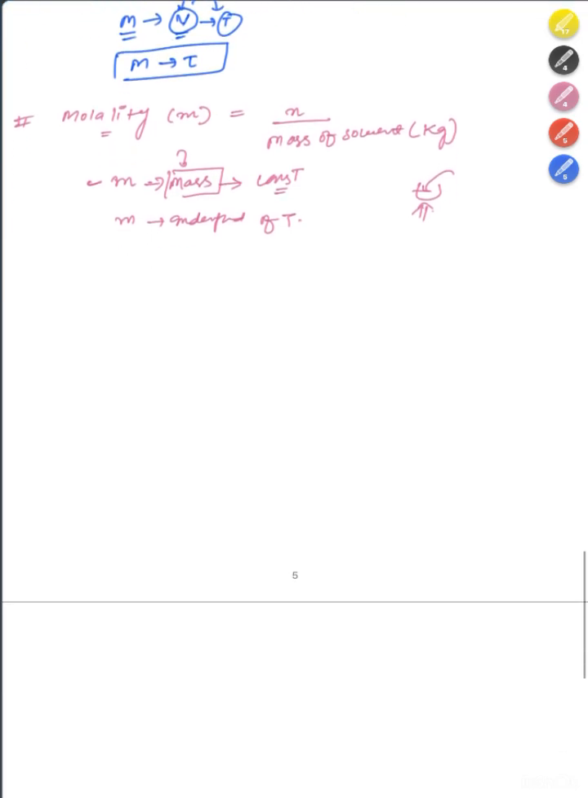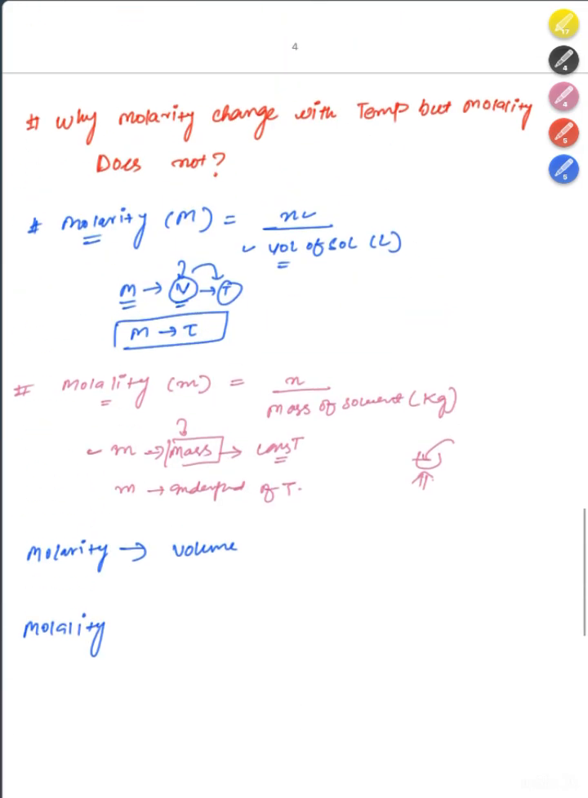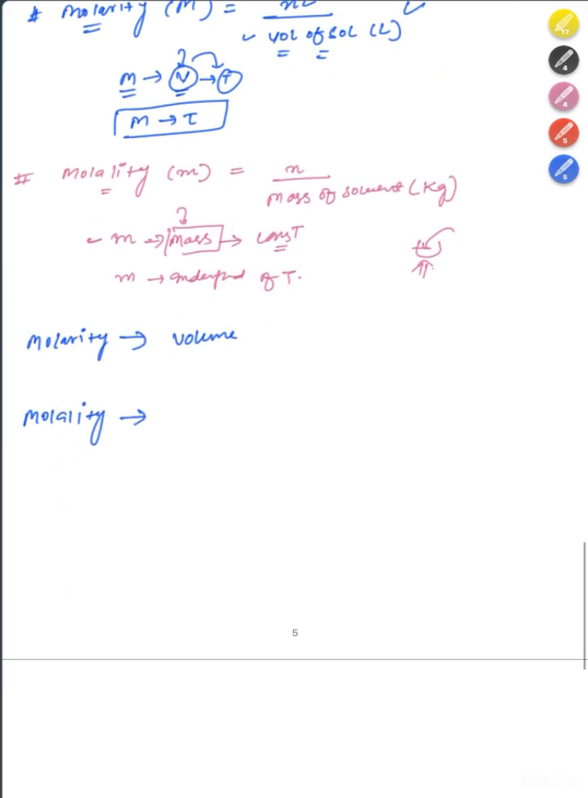So let's move into the core idea: the main difference between these two terms, molarity and molality, so that your concept will be clear. Basically, I discussed two terms with you. The first one was molarity, and the other is molality. I told you that molarity depends upon volume, as you can see from its representation. And molality depends upon the mass.